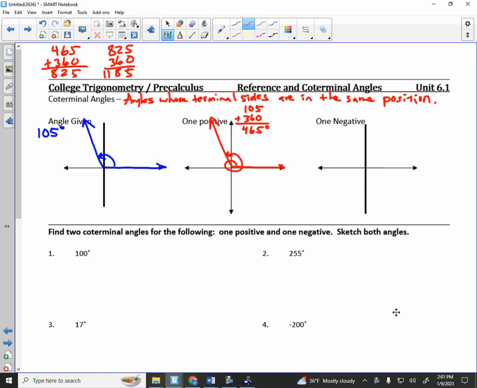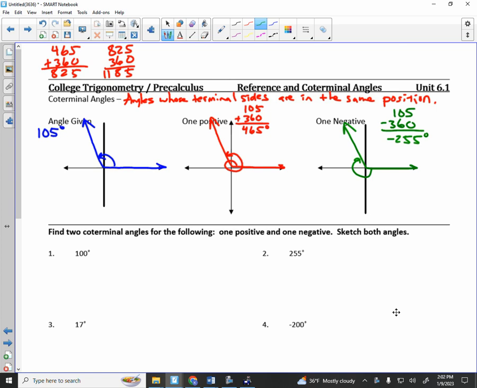And not only can you get positive ones, you can also get negative ones. So the green one would be an example of a negative coterminal angle. If you want to guess how I could come up with that measurement? Yep, I could do 105 minus 360, which is negative 255 degrees. So you could just add or subtract a combination of 360 degrees any number of times, and you're going to come up with a coterminal angle.